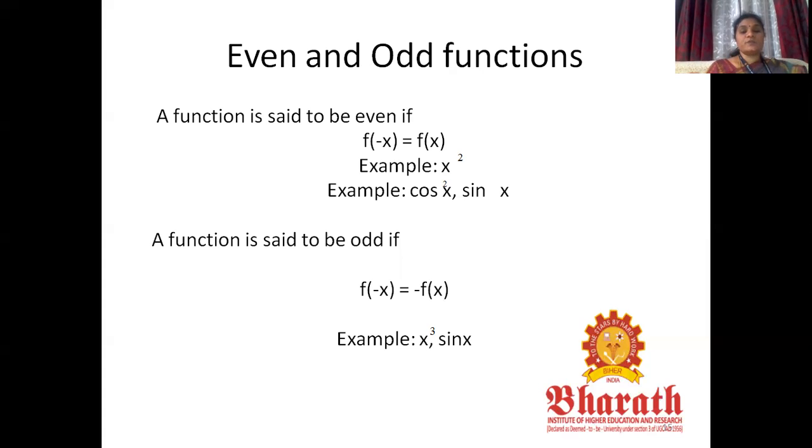Next, a function is said to be an odd function if f of minus x equal to minus f of x. We will take an example as x cube. If we substitute minus x in place of x, it is minus x the whole cube, which equals minus of x cube. So f of minus x equal to minus f of x. This condition is satisfied, so we take x cube to be an odd function. One more example of an odd function is sin x.